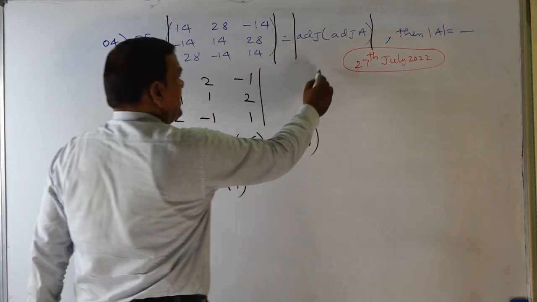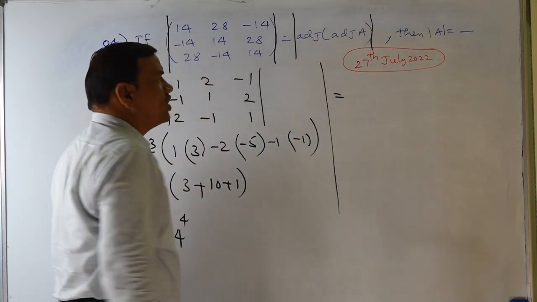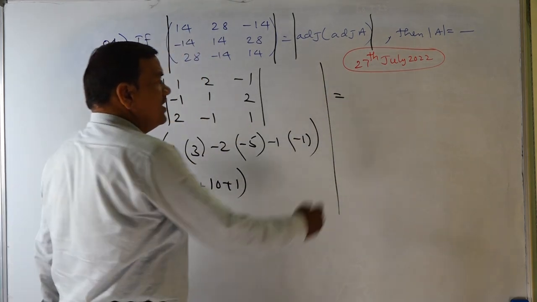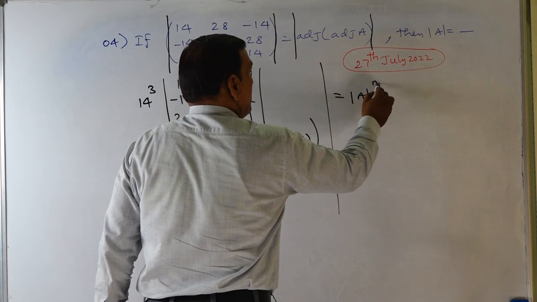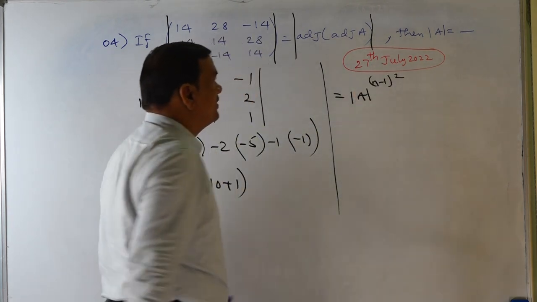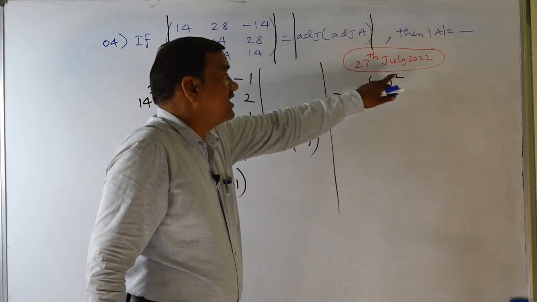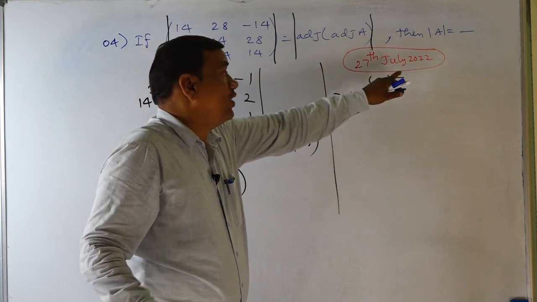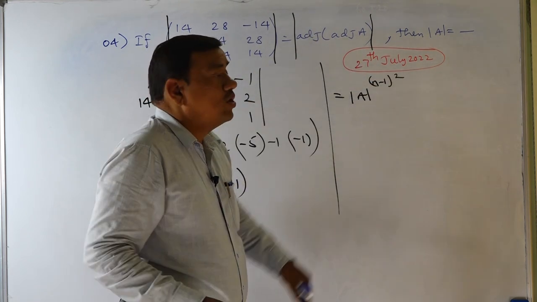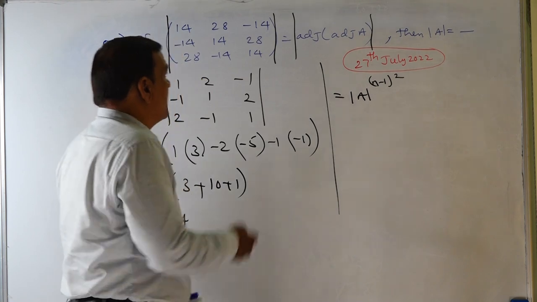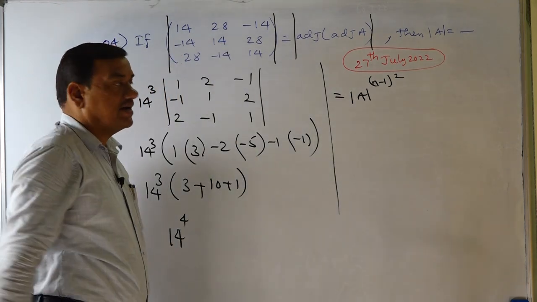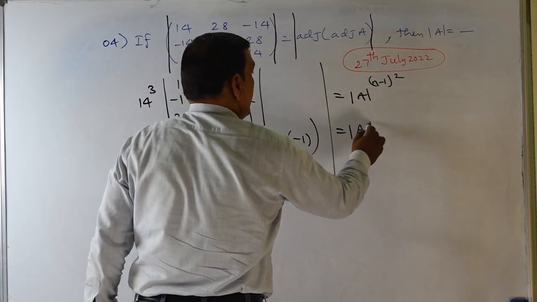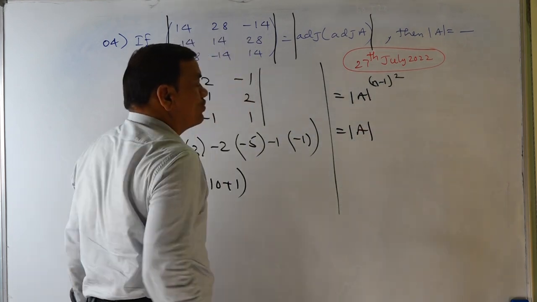Coming to here, direct formula we have: adjoint of A is nothing but det A whole power n minus 1, whole square. Here 2 adjoints are there, that's why whole square. If 3 adjoints are there, whole cube. If 4 adjoints are there, whole power 4. So here n is equal to how much? It is a 3 by 3 matrix. So this is equal to det A, 3 minus 1, 2, 2 square, 4.